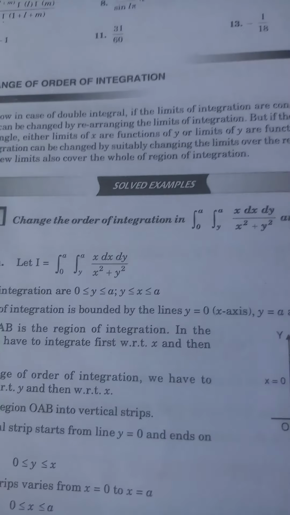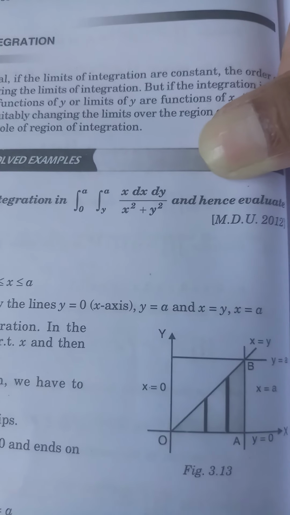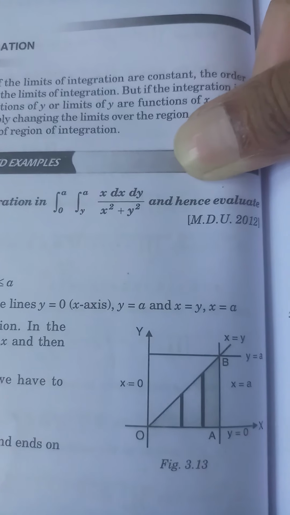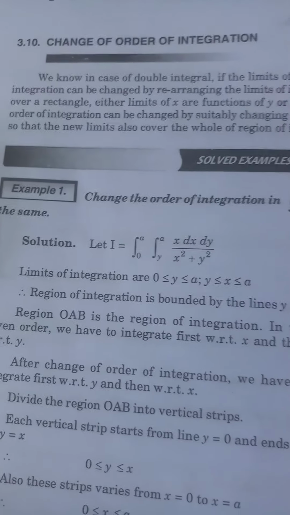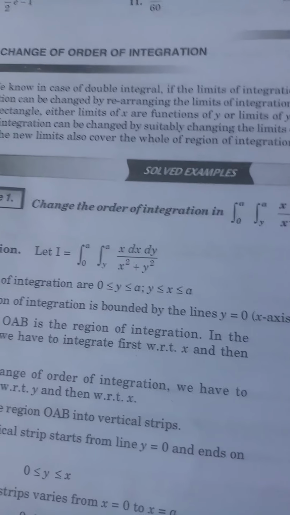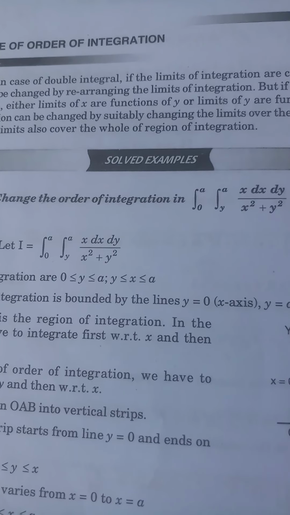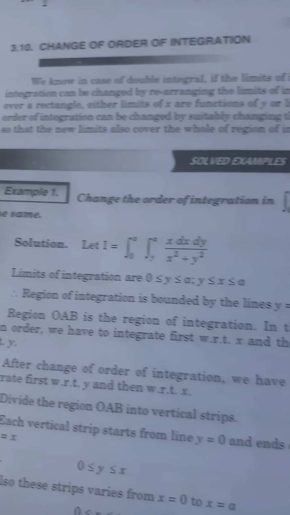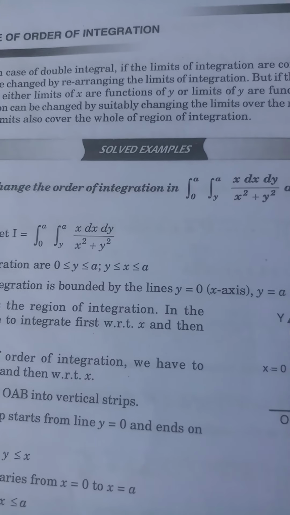Example, change the order of integration in integral 0 to infinity 0 to a integral y to a x dx dy over x square plus y square, and hence evaluate the same. Solution, let I equal integral 0 to a integral y to a x dx dy over x square plus y square.